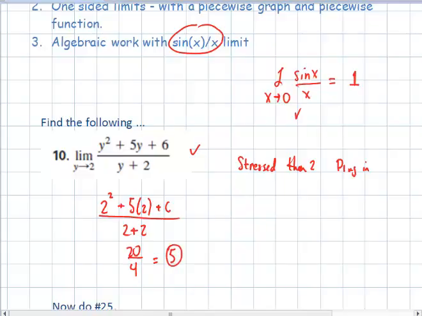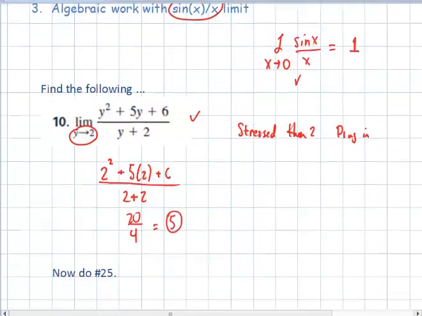So the important thing here is to remember that once you start plugging in that value, you don't need to write the limit in front of it anymore, because when you're evaluating a limit, we understand that you are plugging that value in.